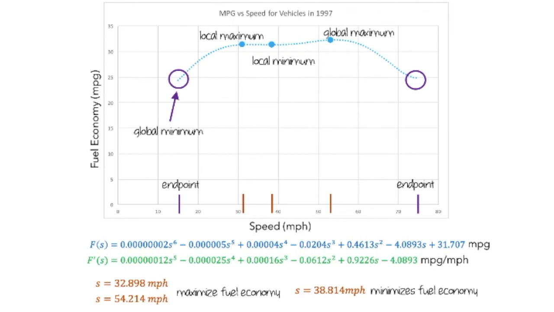To wrap this up, we need to actually compute and report the actual fuel economy values for the global minimum and maximum. We can plug the speed of 50 miles per hour into our formula to get the minimum fuel economy of 24.4 miles per gallon. And the maximum fuel economy is 32.305 miles per gallon.